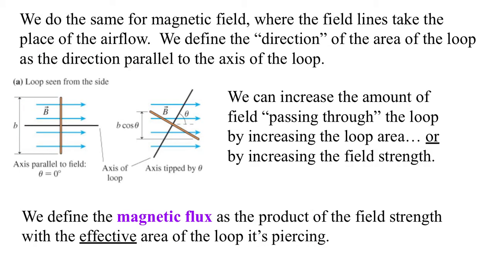We do the same for magnetic field, where the field lines take the place of the airflow. We define the direction of the area of the loop as a direction parallel to the axis of the loop. We can increase the amount of field passing through the loop by increasing the loop area, or by increasing the field strength, or by increasing how much they align.